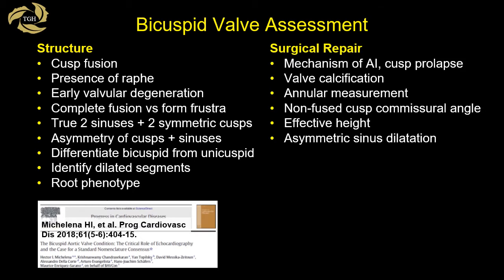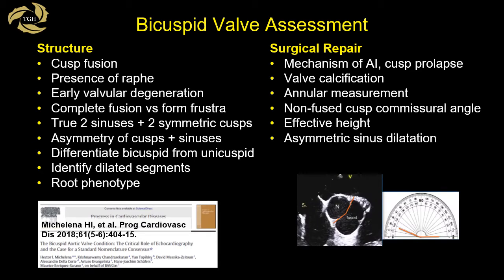In addition, the assessment for valve repair includes identifying the mechanism of AI and cusp prolapse, valve calcification, annular measurement, non-fused cusp commissural angle, the effective height, and asymmetry of sinus dilatation. The non-commissural angle is measured as shown here.